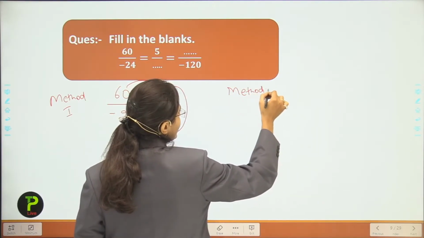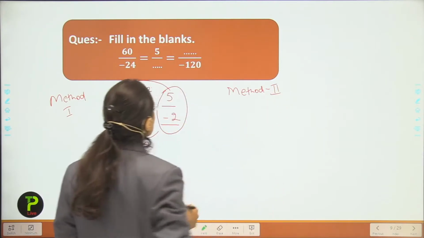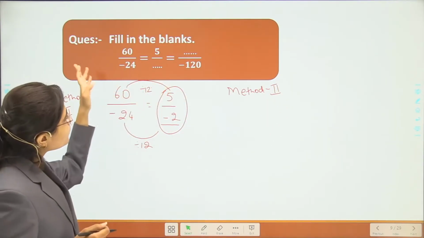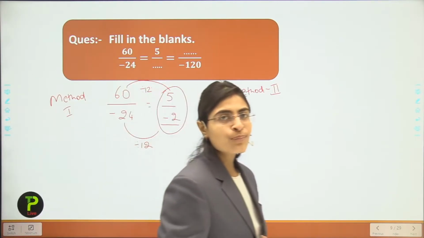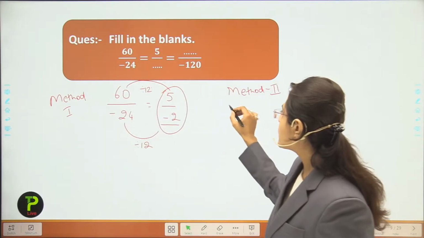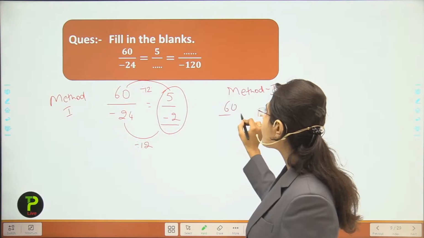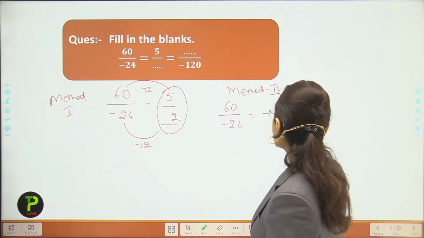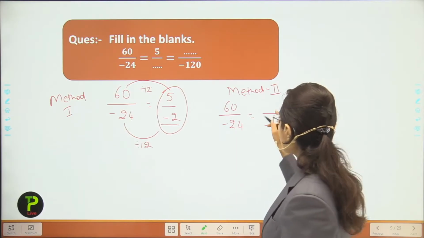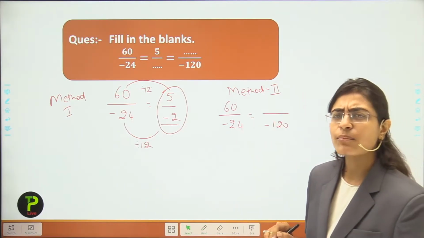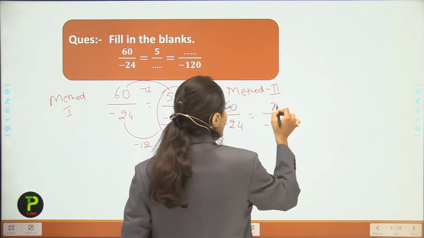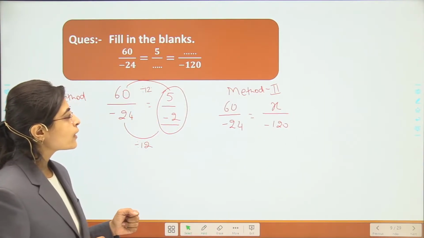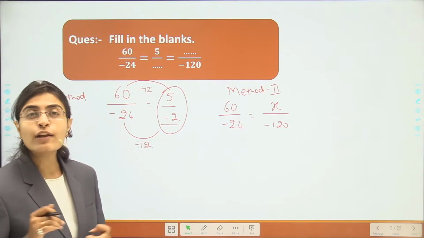So method 2. Here this dash by minus 120 is equal to 60 by minus 24, isn't it? So here I'm writing 60 by minus 24 is equal to the dash in the numerator over minus 120. Let us suppose it's x. So here I'm supposing it's x. What I have to do is find the value of x.